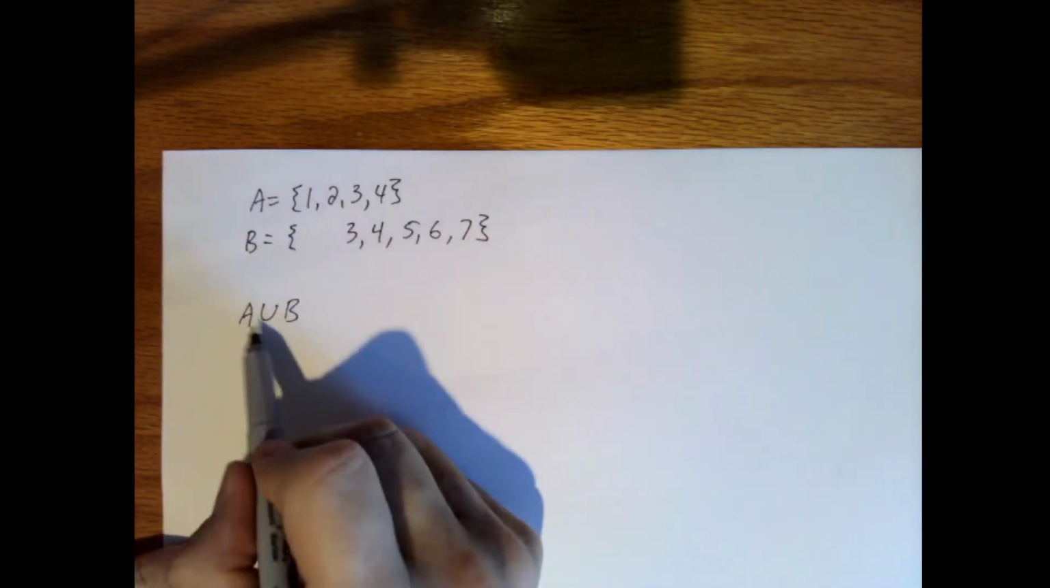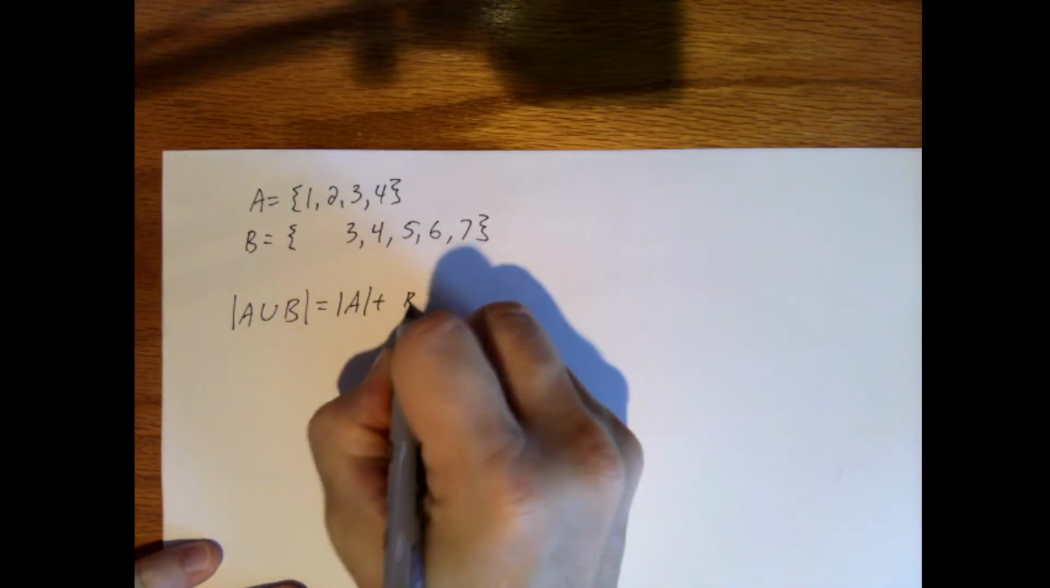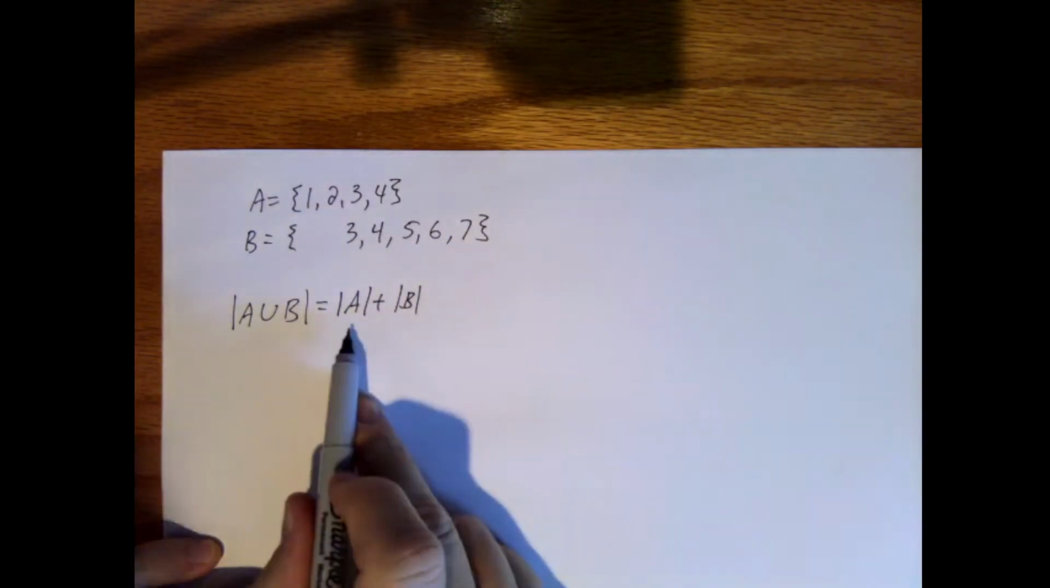A union with B. And we might also want to know how many elements will be in the union of this. So that's the cardinality, right? Where we use the vertical bars. Now you might be tempted to do this, say, well, if we're unioning these, it's the count of A plus the count of B. But what happens when we do that?